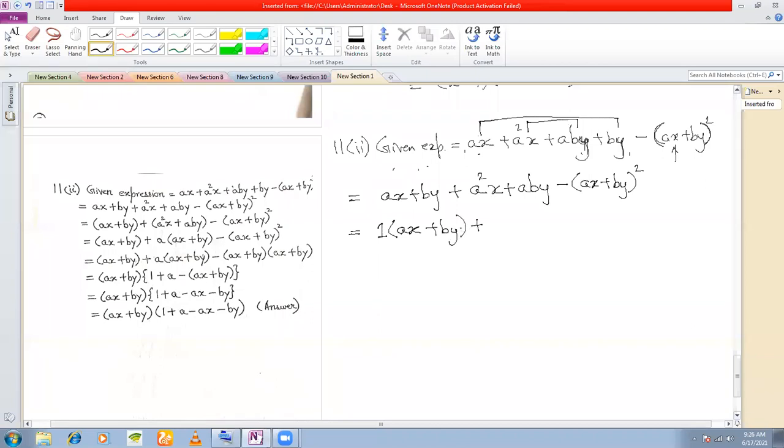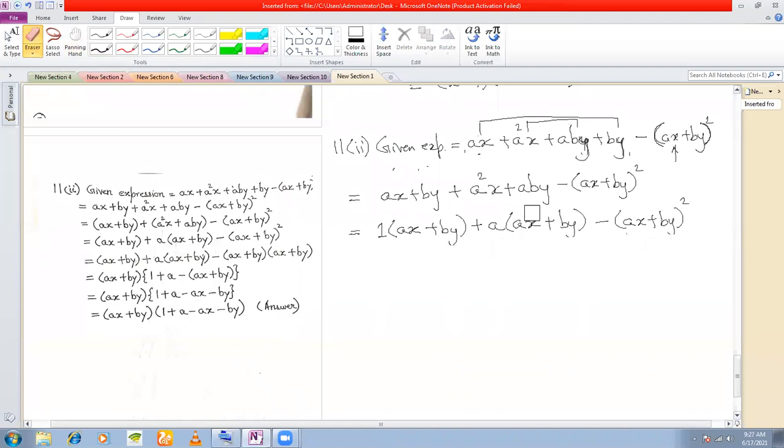From the second and third terms, a square x and aby, you can take out a, and you cannot take out anything except a. From a square x, taking out a, you are left with ax only. And from aby, taking out a, you are left with by. So you're getting ax plus by here also. And we already have (ax plus by) whole square here, right? So we are getting ax plus by throughout. Maybe the powers are different, but we are getting ax plus by.